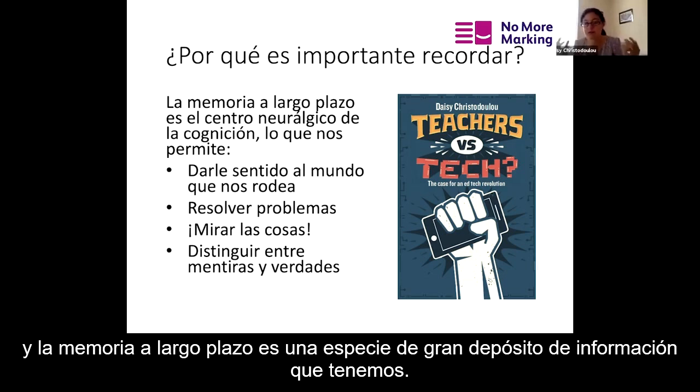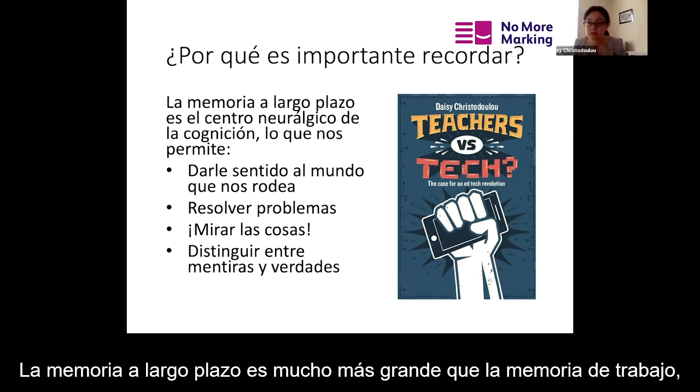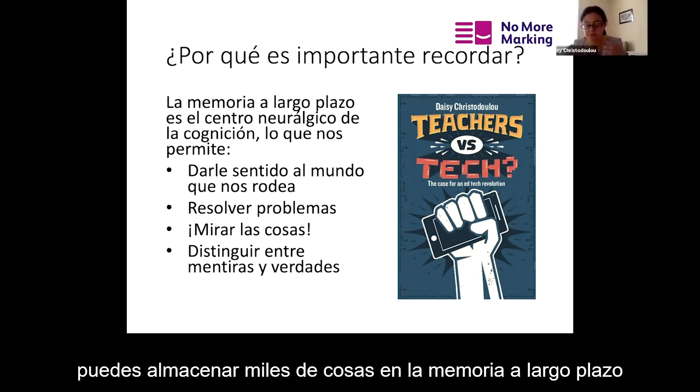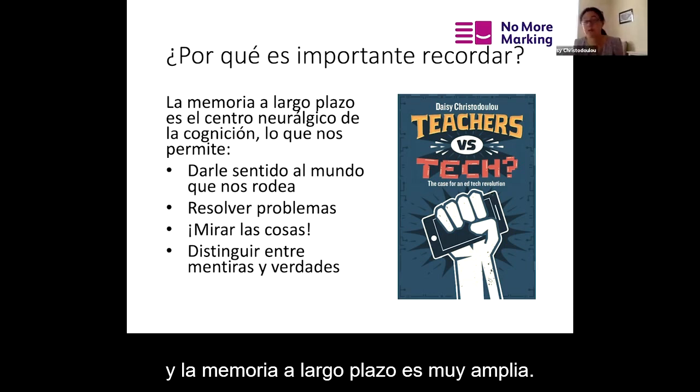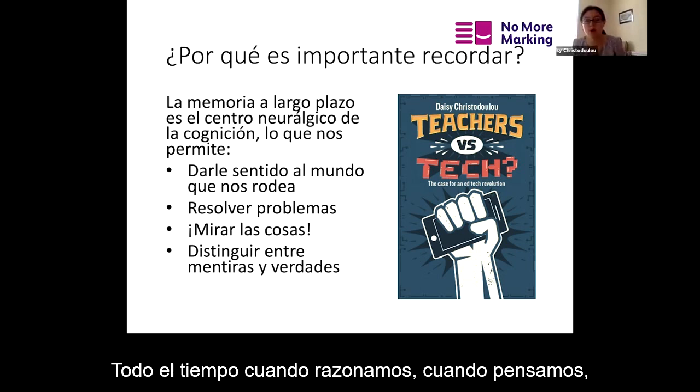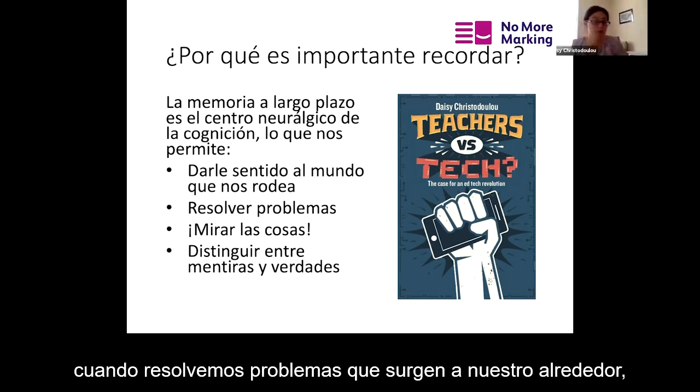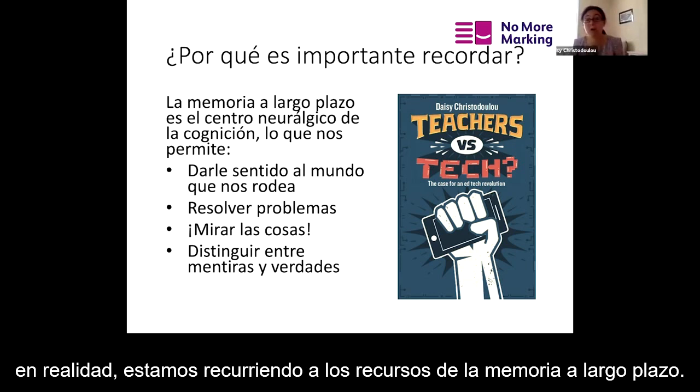And long-term memory is the vast storehouse of information we have. Long-term memory is much, much bigger than working memory. You can store thousands of items in long-term memory. And so what that means is, because working memory is really quite limited and long-term memory is so vast, all of the time when we're reasoning, when we're thinking, when we're solving problems that pop up around us, we're actually drawing on the resources of long-term memory.